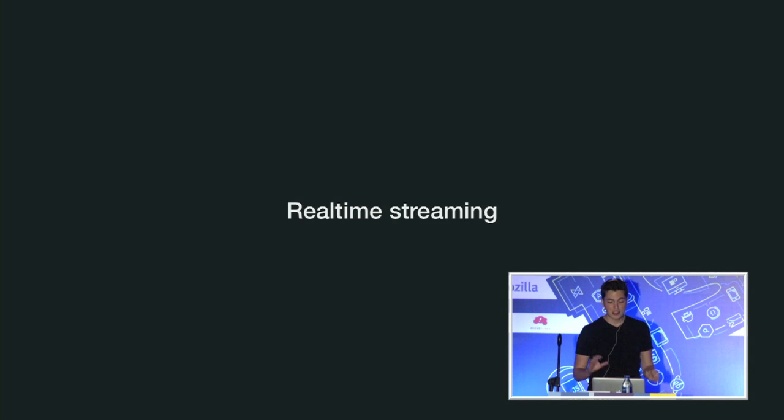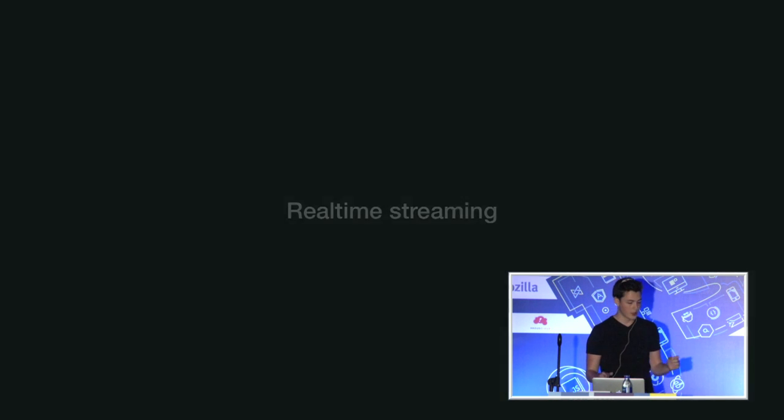Real-time streaming. Well, actually, Monocle uses real-time streaming to keep its interface up to date. So if you upvote a post, or add a new comment, or add a new post, those things are going to be reflected instantly across everyone viewing Monocle. How do we do this?